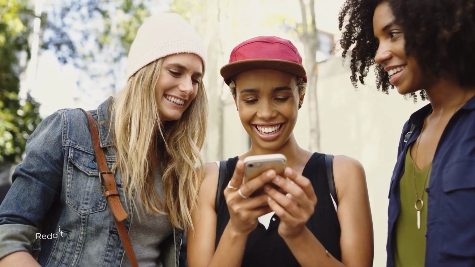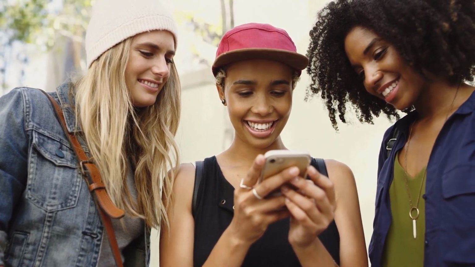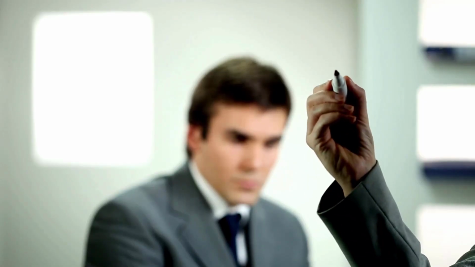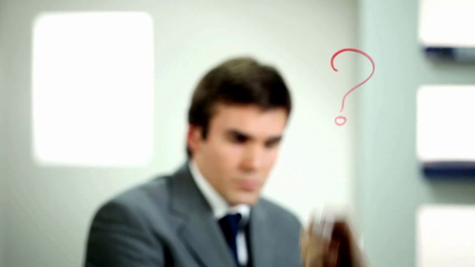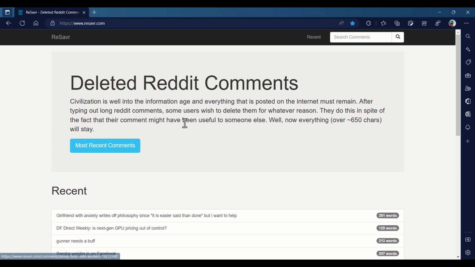Deleted Reddit comments. We love Reddit. I use Reddit every other day to learn something new or see what other people think about something that I wish to buy or use. And sometimes you see that comments are deleted, and you wish you could have seen those comments and want to know what happened. So this service called resaver.com pulls all the information with over 650 characters.